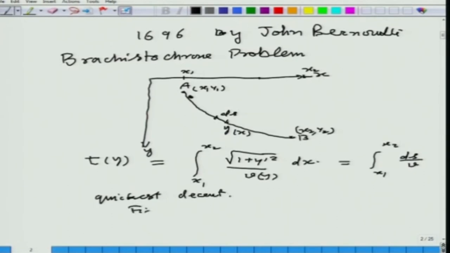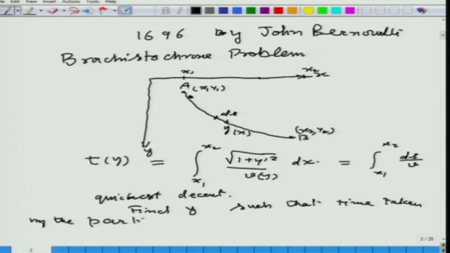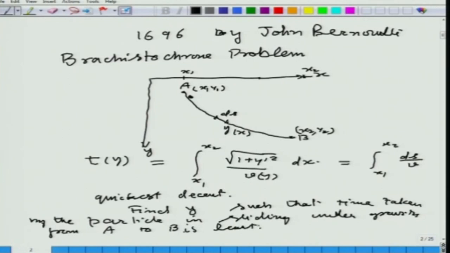So, we have to find y such that the time taken by the particle in sliding under gravity from A to B is least. So, this is the Brachistochrone problem.